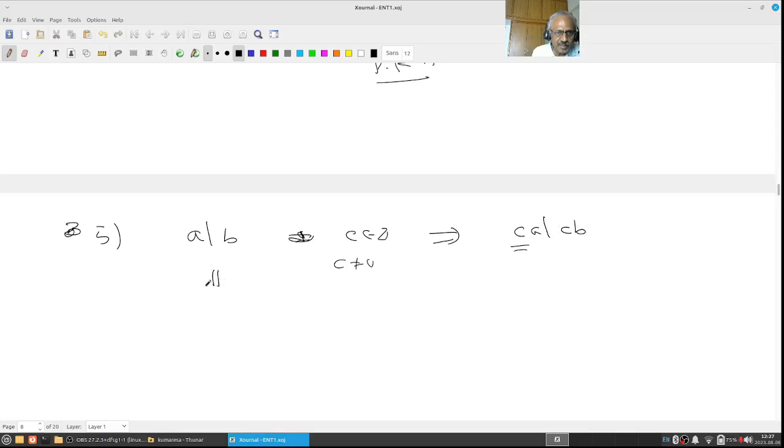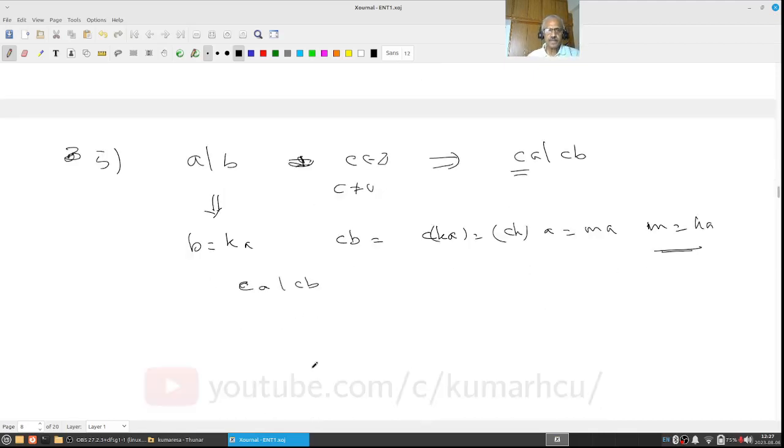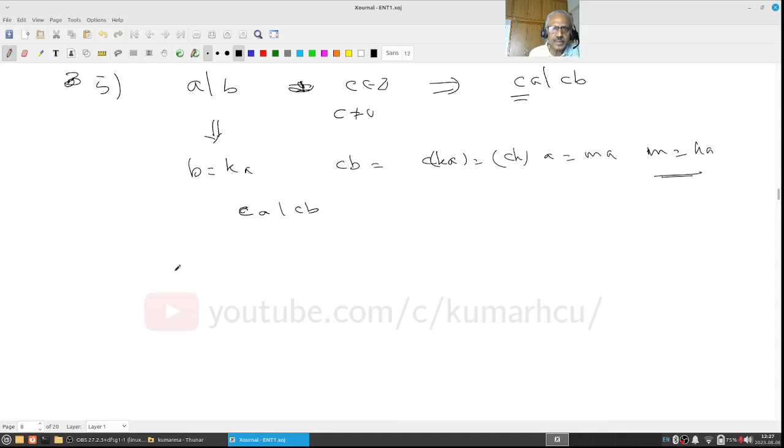But that's again easy. This time I'm not going to write the proof. Therefore, b is ka. Therefore, cb is c times ka, which is ck times a, which is m times a, where m equals ck. Therefore, ca divides cb. Okay, and sixth one, review, proceed. Pause the video, write down a textbook proof now. Remember, one of the aims for this series is to train you to write, so don't be lazy. Write down the proof and restart.